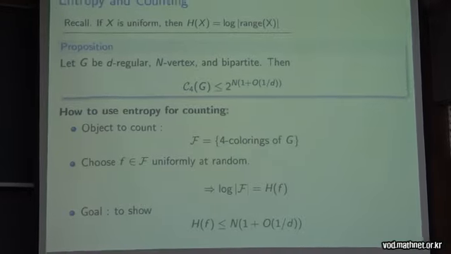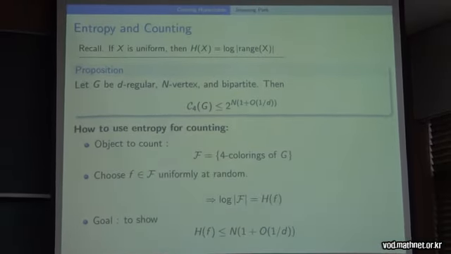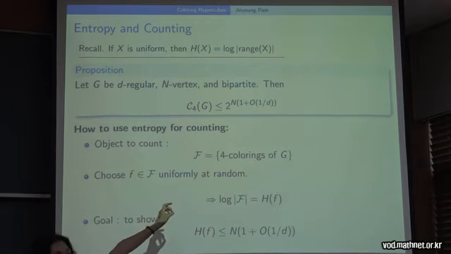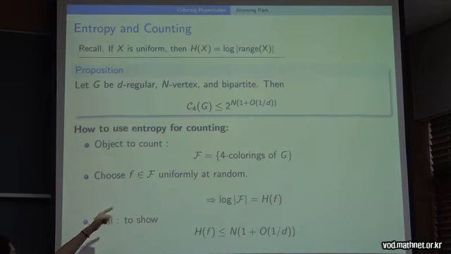Okay, so how do we use this property of entropy for a counting problem? Here, what we want to count is the number of 4-colorings of G. Let's call that curly F. This is a deterministic situation. We just want to count the number of 4-colorings. To make it random, we do this: choose a coloring in F uniformly at random. At this moment, F is not a fixed coloring anymore. It is a random variable.